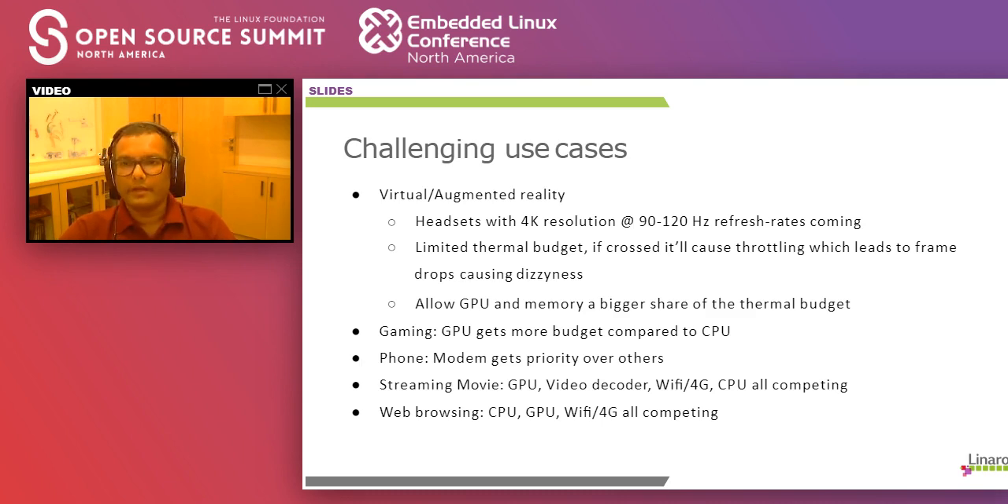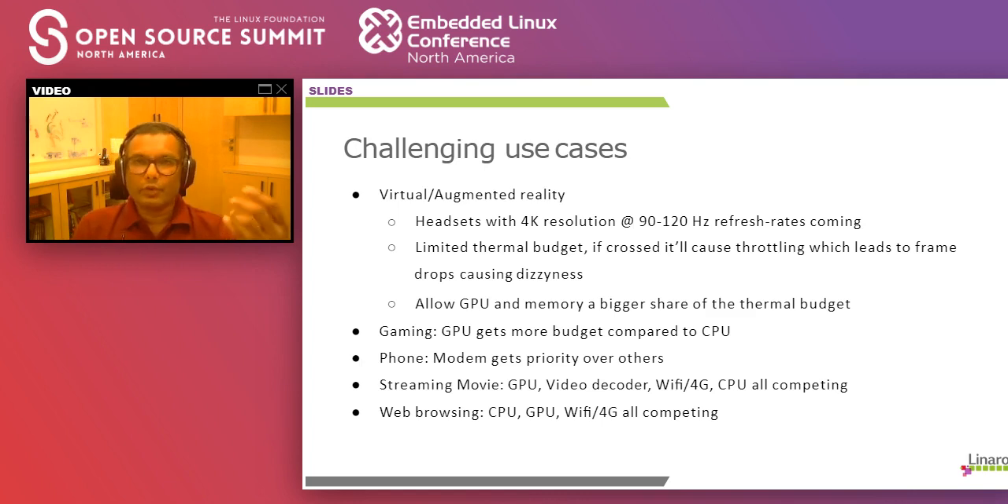I've listed a few use cases here, mostly around VR and augmented reality. There's some gaming, the typical phone use case where I'm taking a phone call, streaming a movie, or simply web browsing. Each of these has multiple IP blocks on the SoC that are generating heat while they are running. And the trick is to balance all of them so you can keep within the TDP limits and control the junction temperature as well as the skin temperature on the device.